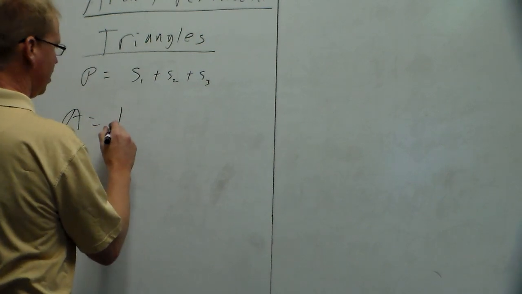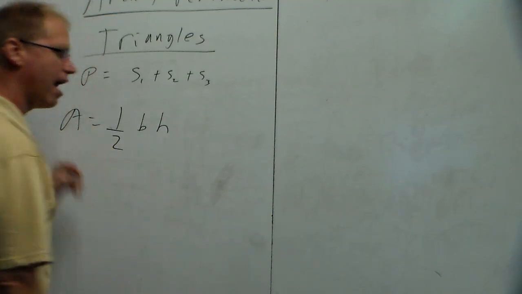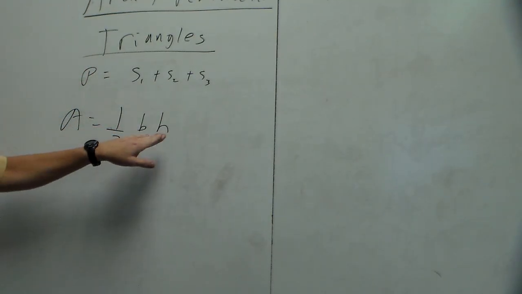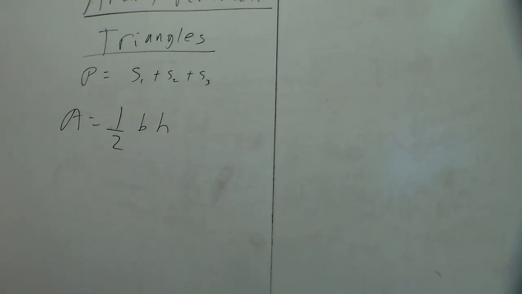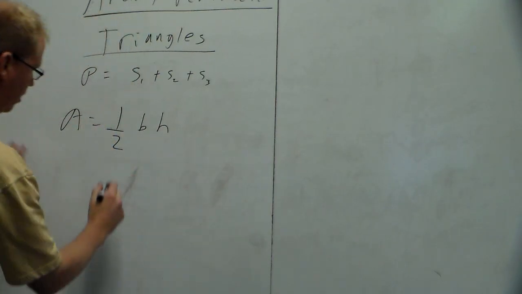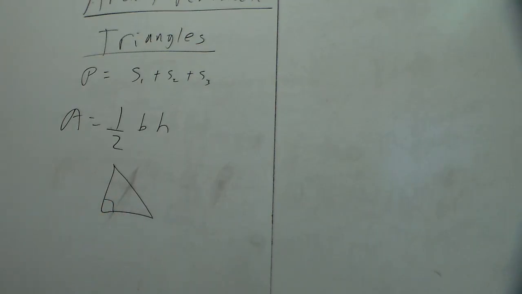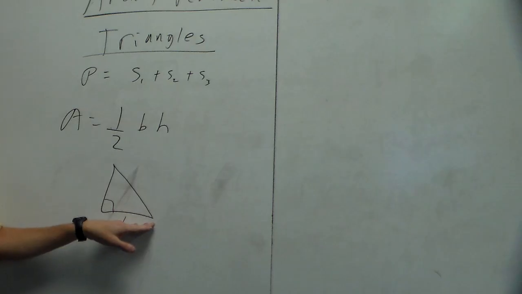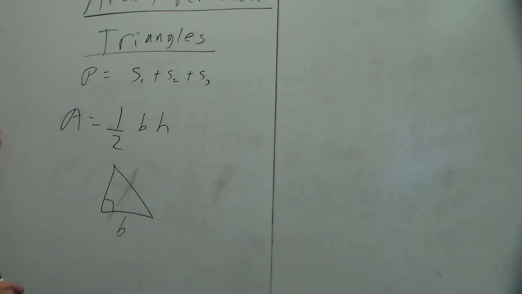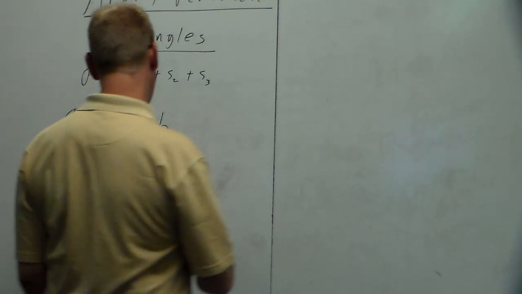Area equals 1/2 times the base times the height. So it's 1/2 BH. Let's talk about what the base and the height mean. If I have a triangle, a right triangle like that, this is the base, because that's what it sits on. So imagine whatever its butt is, whatever it sits on, that's the B. All right, the height is not the diagonal piece. It's the one that's straight up and down that has a 90-degree angle. So that's the height.